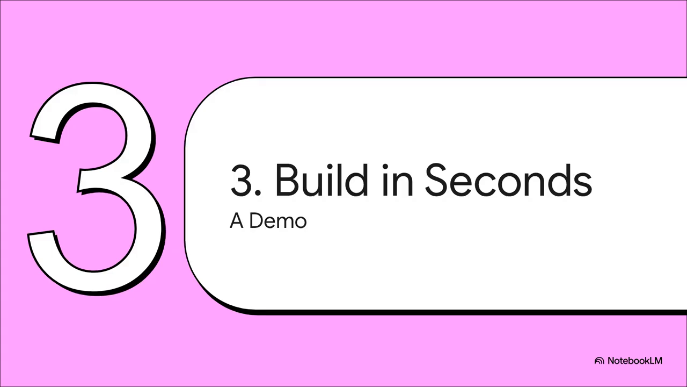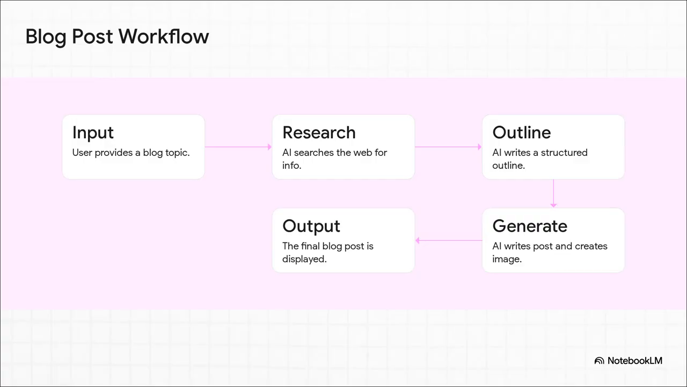Okay, so how does this thing actually work in practice? Let's take a look. We're going to walk through one of the pre-built examples that comes with Opal, a simple blog post generator, to see it in action. All right, so the default setup is super straightforward. You start by just giving it a topic. From there, the AI just takes over and runs through a whole chain of events automatically. First, it hits the web to do some research. Then, it creates a structured outline. After that, it writes the full post. And to top it all off, it even makes a custom banner image for it.